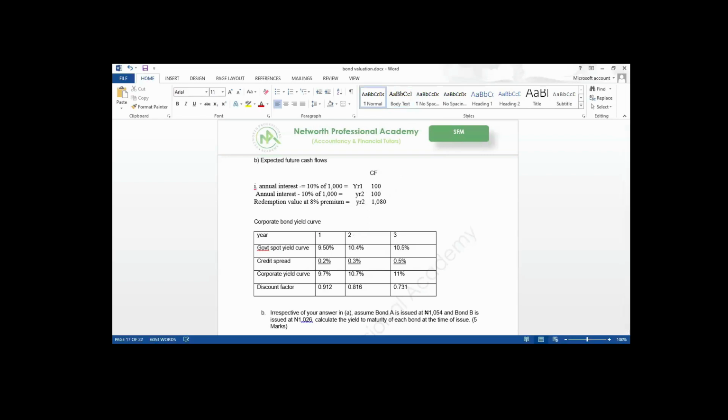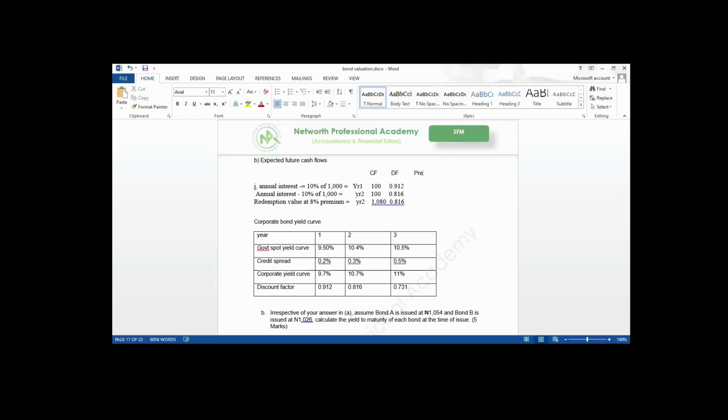I'll bring my discount factor. I'm trying to get present value. Discount factor in year 1, as computed, 0.912. Discount factor in year 2, 0.816. Please, the present value. Let's compute.